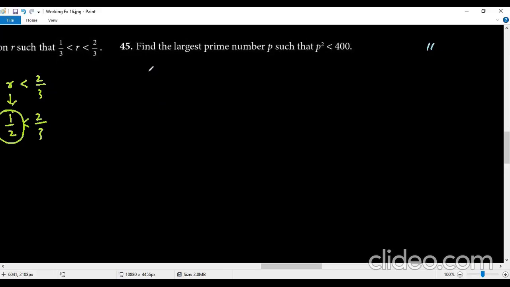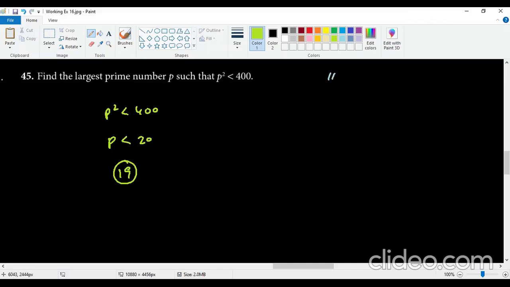Find the largest prime number p such that p squared is less than or equal to 400. That means your answer for question number 45 is going to be 19, because 20 is the number which is not included. All the numbers p squared less than or equal to 400. That means p is less than 20. So any number less than 20 is going to be 19, the largest prime number less than 20. That is the main idea behind this question. Moving on to the next question, 46.